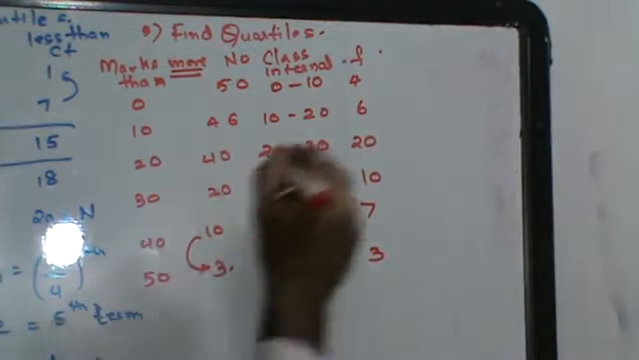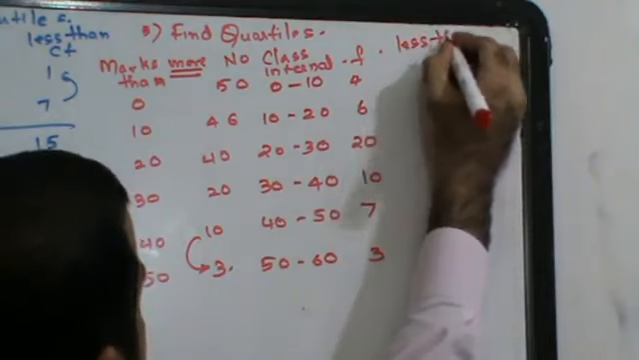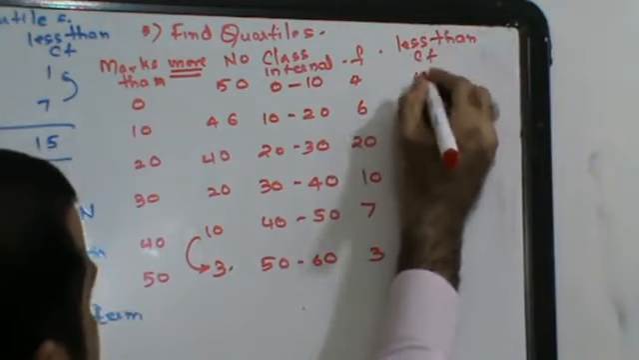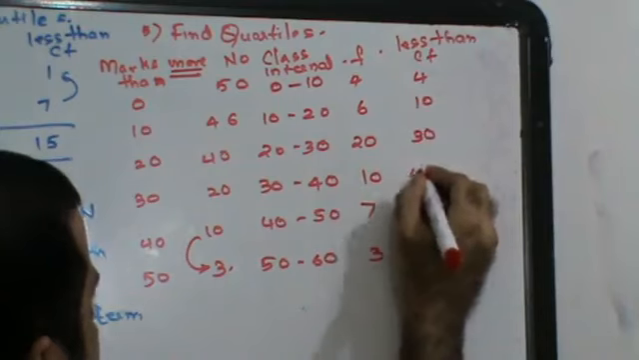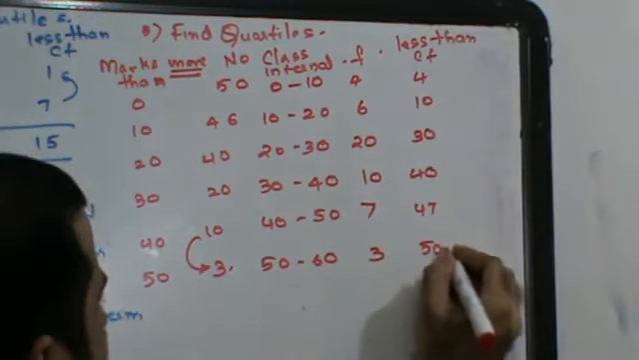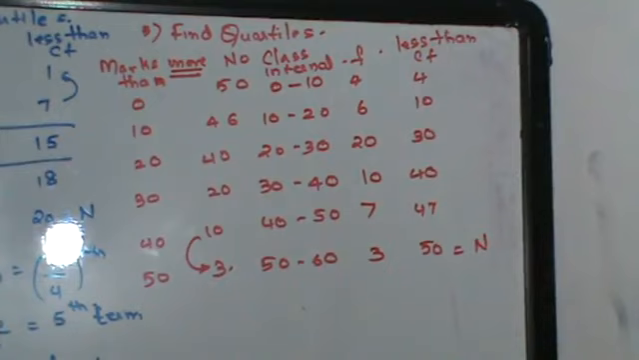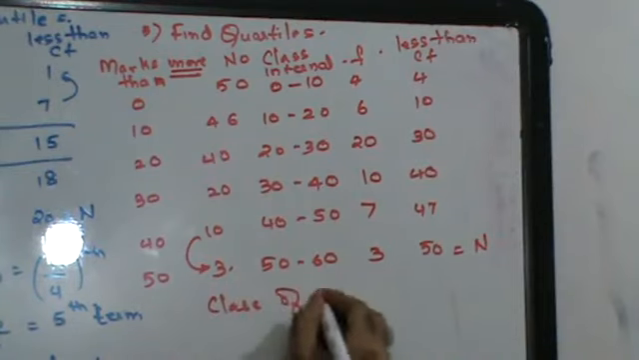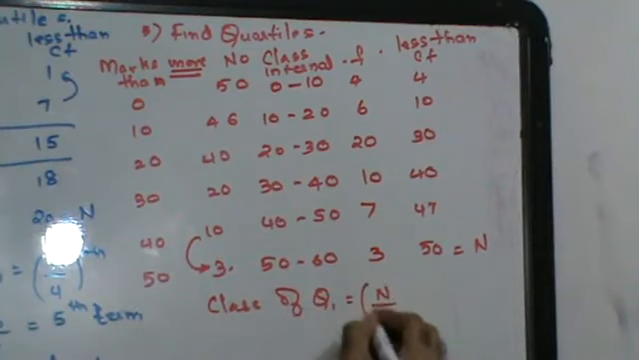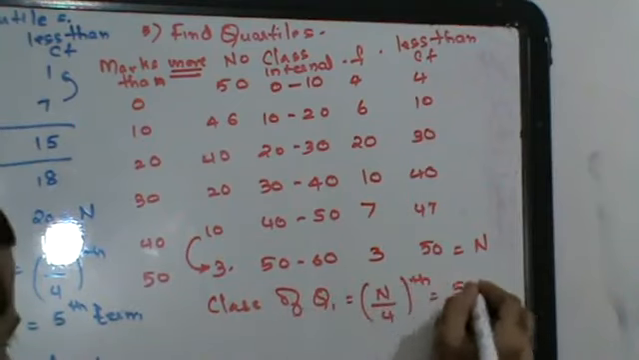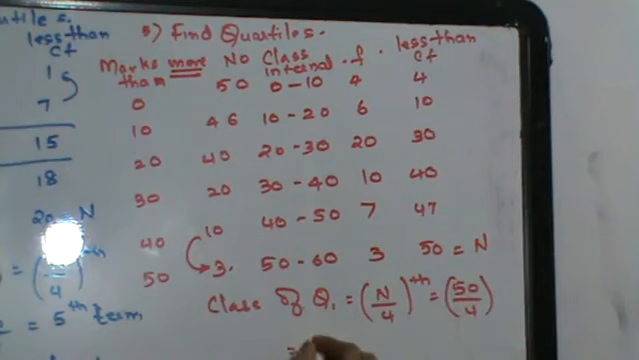Once you have this, then you find out your less than CF. This is 4, 10, 30, 40, 47, 50. N. Then exactly like what we've been doing in the previous sum. First you find out class of Q1. Class of Q1 is n upon 4th term. 50 upon 4. That's going to be 12.5. Now, 12.5 is less than 30 in CF column.